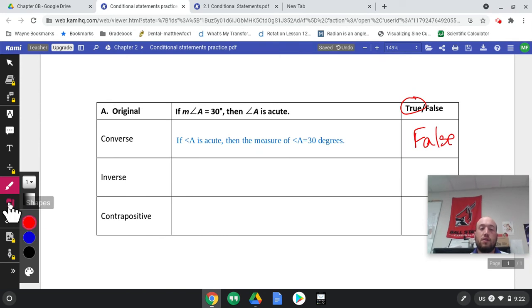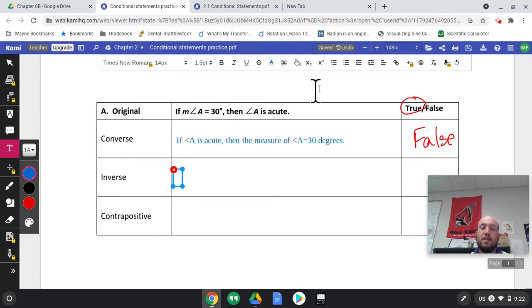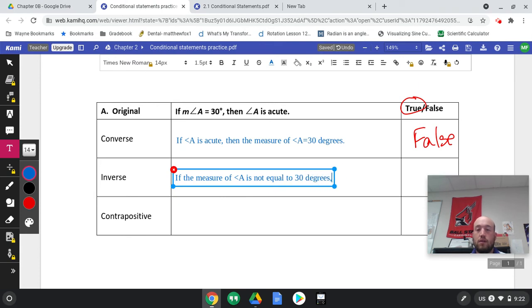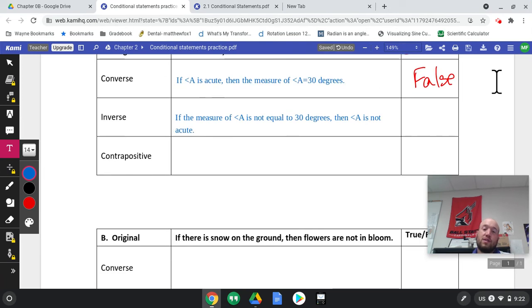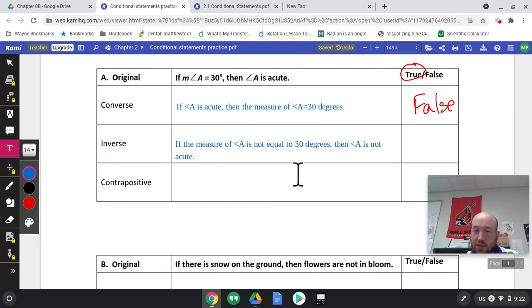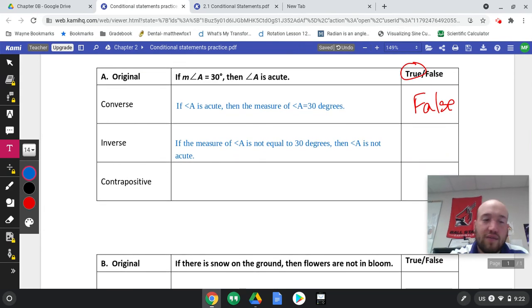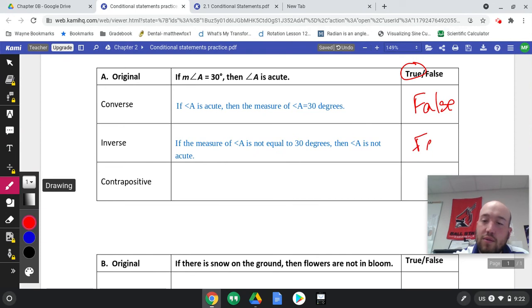Now our inverse. For our inverse, remember we go back to the original, the conditional, and we negate it. So if the measure of angle A is not equal to 30 degrees, then angle A is not acute. And this also is going to be false, because if we think about it, just because something's not equal to 30 doesn't mean it can't be acute. We already said it could be 22, it could be 49. There's lots of other answers, okay? So this will also be false.